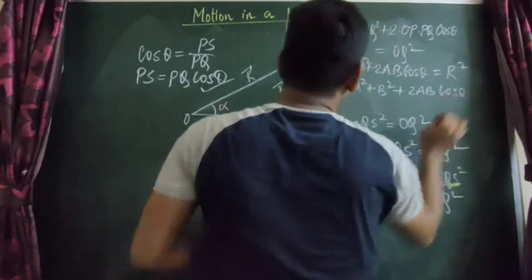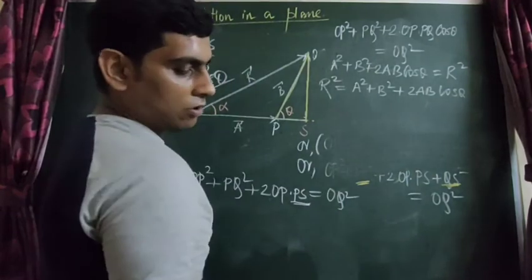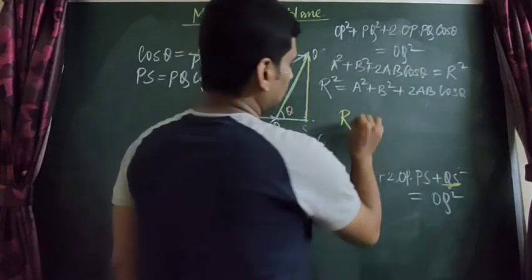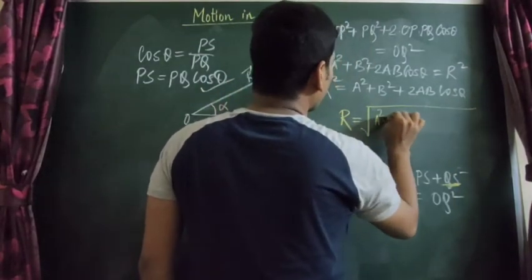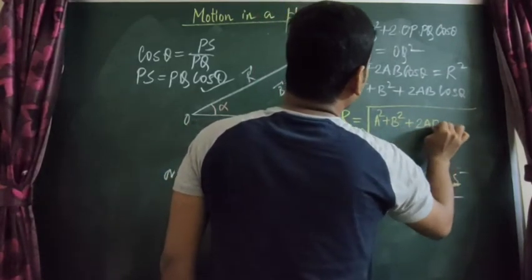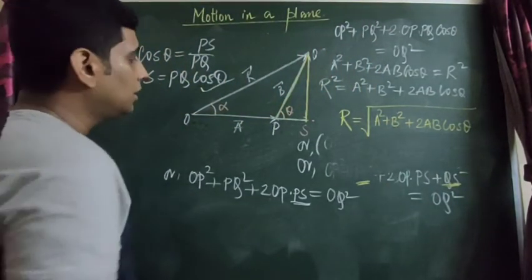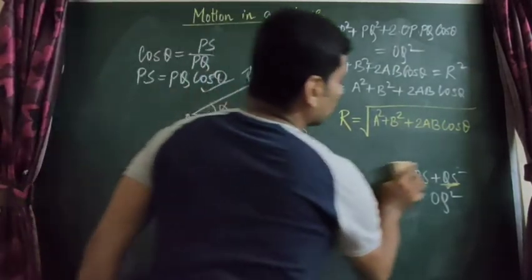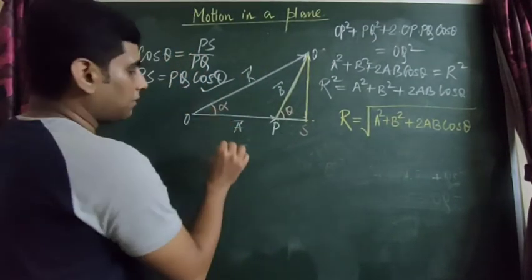So what is the value of R? The magnitude of the resultant R is root over A square plus B square plus 2AB cos theta. Okay. And what is the direction? We have got the magnitude of the resultant vector. Now what is the direction of this resultant vector? To get the direction, we will find tan alpha.